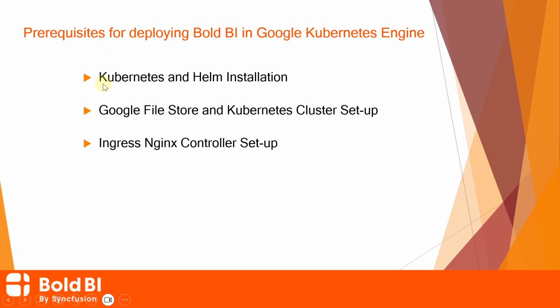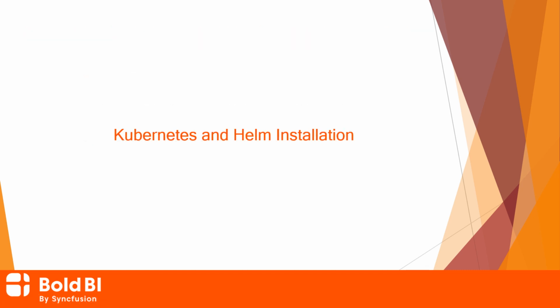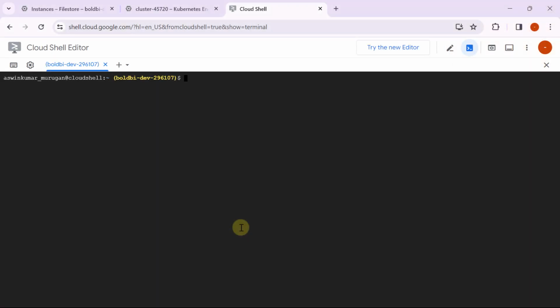Kubernetes and Helm installation. Google File Store and Kubernetes cluster setup. Ingress NGINX controller setup. To begin with, let's see the Kubernetes and Helm installation. First, you need to install Kubernetes. To verify whether Kubernetes is installed, run the command kubectl version. I have already installed it, so I am proceeding with it.